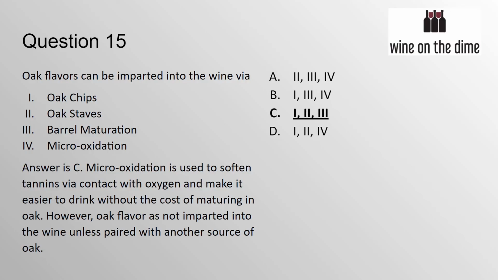Micro-oxidation is used to soften tannins via contact with oxygen and make it easier to drink without the cost of maturing it in oak. However, oak flavor is not imparted into the wine unless paired with another source of oak, like oak chips, oak staves, or barrel maturation.